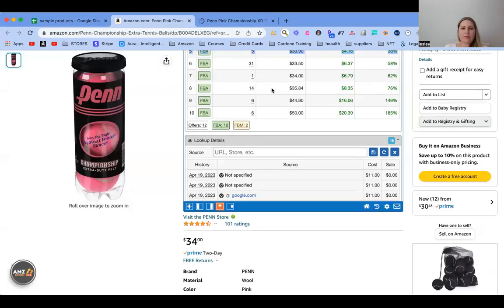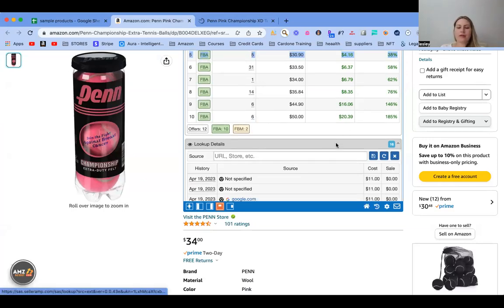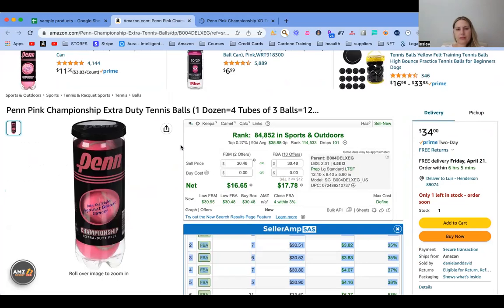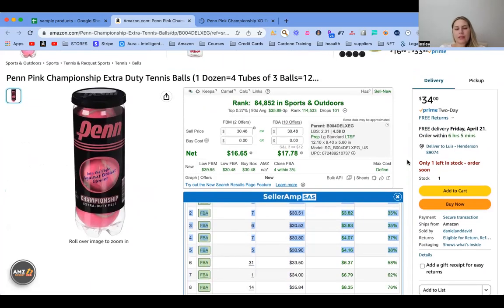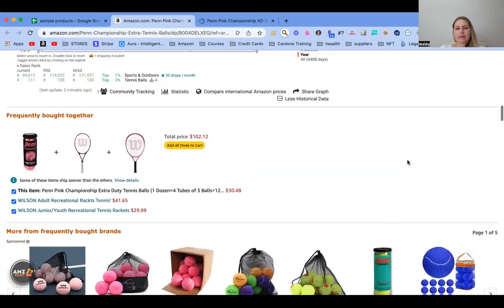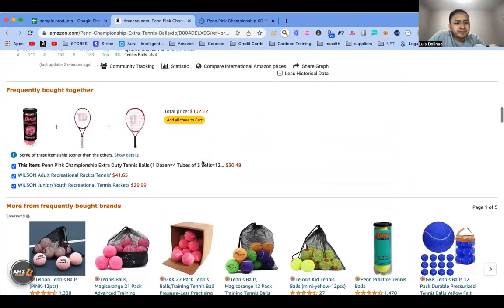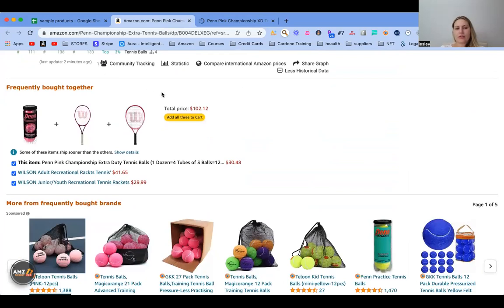Louis, I wanted to ask you about the bundles. How do people do that? Do you have an example? For instance, if you go down, it shows the 2 rackets with the balls. Oh, right, here. Do you get involved? These are 3 separate listings though.